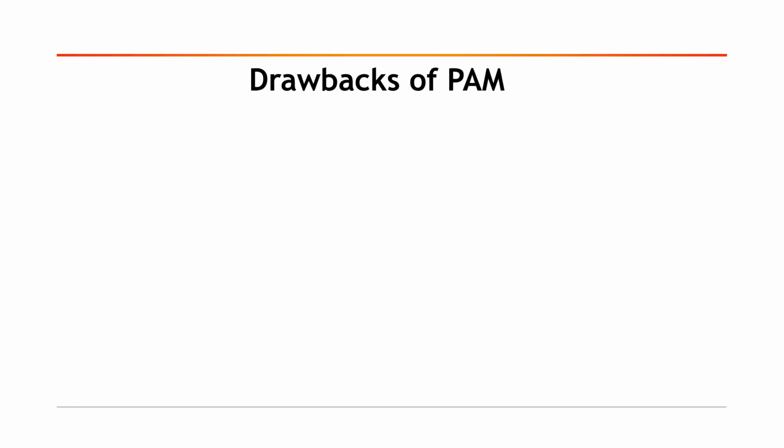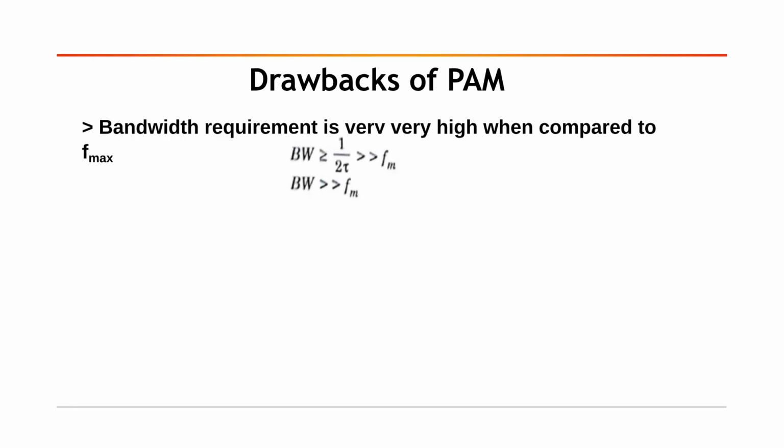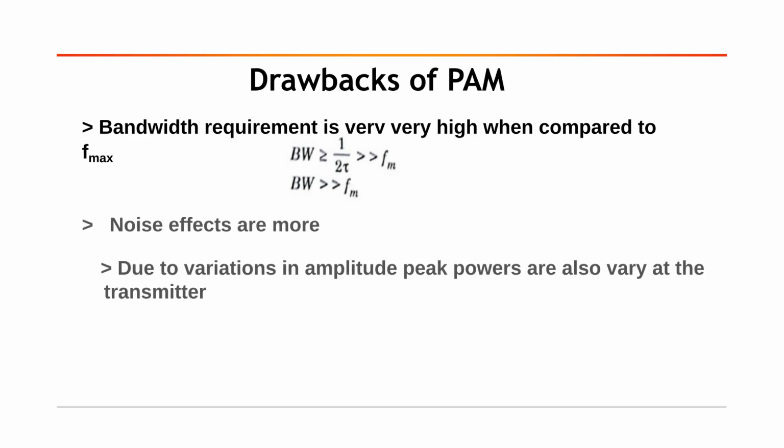PAM has drawbacks, including a very high bandwidth requirement compared to the maximum frequency. It is also more susceptible to noise effects, and peak powers vary at the transmitter.